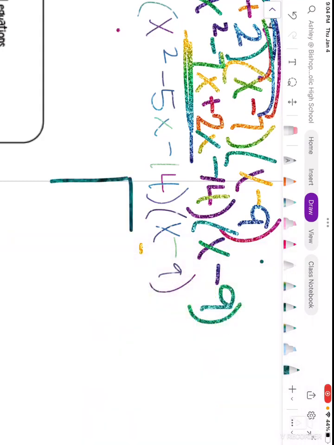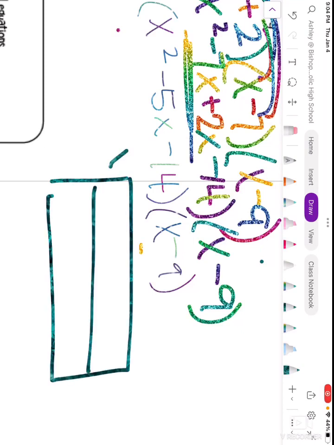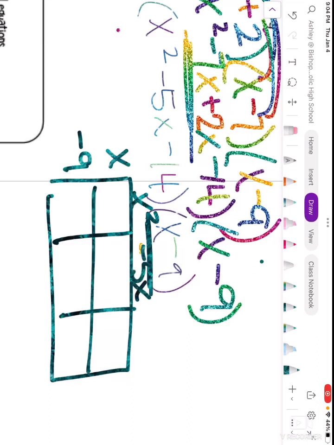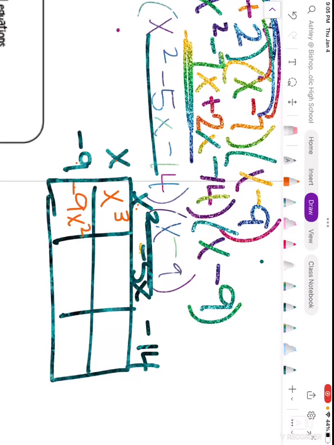Okay. We're going to do the box method and do a 3 by 2 box. So x minus 9 on this side, and then we have x squared minus 5x minus 14 across the top, and we're just going to multiply in each of these boxes. So x squared times x would be x cubed. x squared times negative 9 is negative 9x squared. Negative 5x times x is negative 5x squared. Negative 5x times negative 9 is 45x. Negative 14 times x is negative 14x. Negative 14 times negative 9, 14 times 9 is 126.